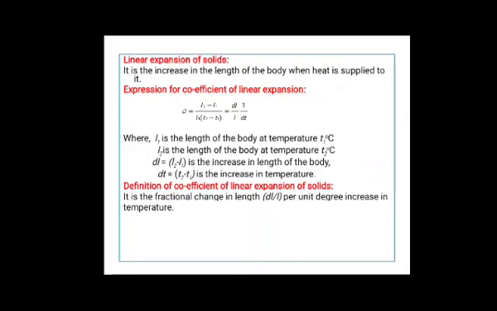Then how to define this coefficient of linear expansion, alpha? It is the fractional change in length. Fractional change in length means dl divided by L. So it is the fractional change in length per unit degree increase in temperature. The fractional change in length is dl divided by L, and what is remaining in the expression is 1 by dt, so it is per unit degree increase in temperature. So this is the definition of alpha.